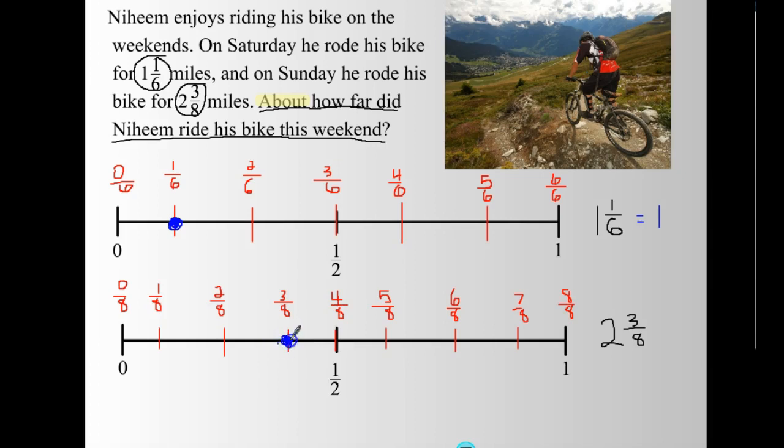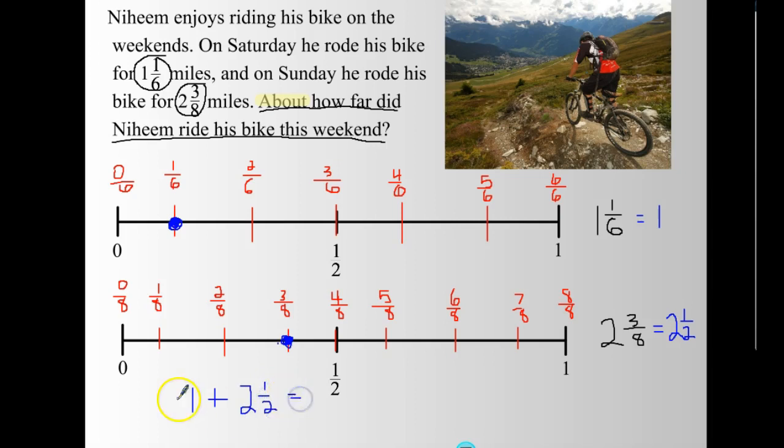And so I'm looking at which benchmark the fraction 3/8 is closest to. Well, I know that it's closest to 4/8, or in other words, 1/2. So I'm going to round my fraction of 3/8 to 1/2. So my whole number stays the same, but the fraction we would change into 2 1/2. So if I'm looking at the question about how far did Naheem ride his bike this weekend, I would add together my two rounded estimates, 1 and 2 1/2, which we can easily do.